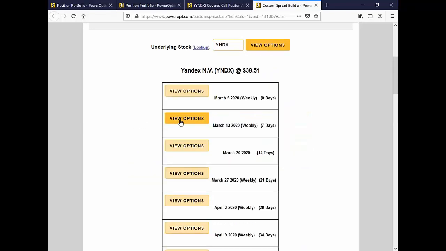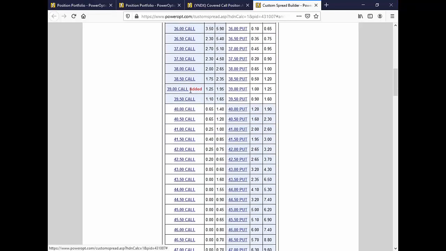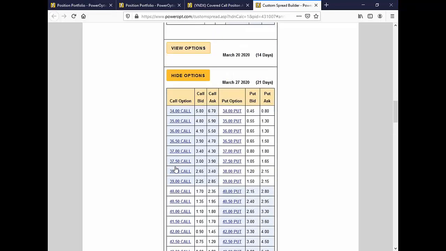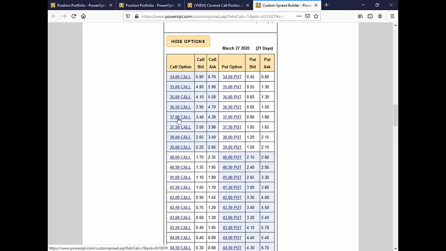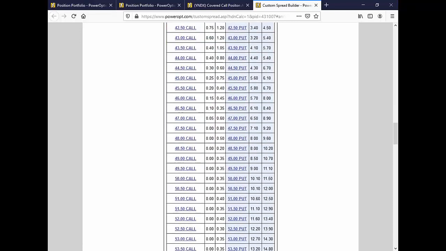So we'll just go ahead and do that. We'll go to View Options. Now, I already have this added that we've sold this option. I'm going to click it again because I have to simulate buying back today. And I'm going to roll out 14 days from that expiration. 7 days from now, I'm going to go to March 27th, and I'm going to simulate selling, well, let's see the 36 call. Let's see what that gives us.